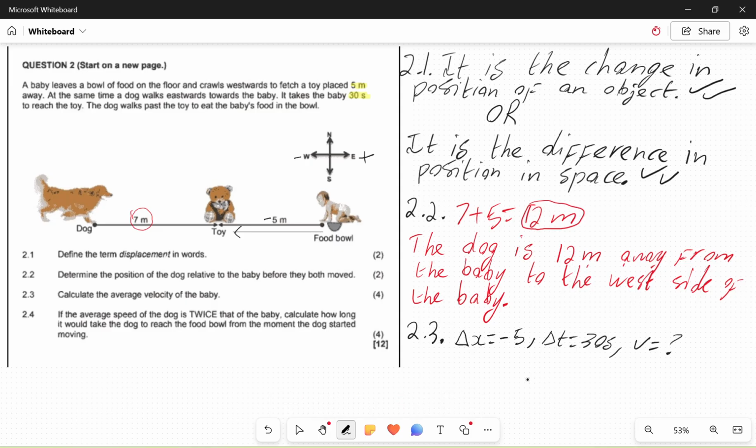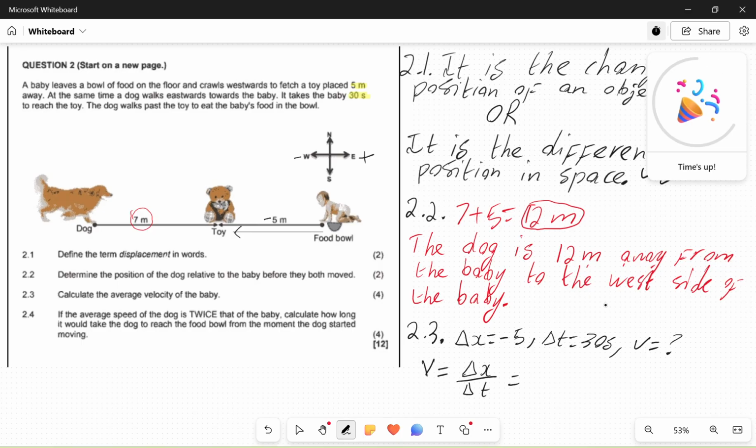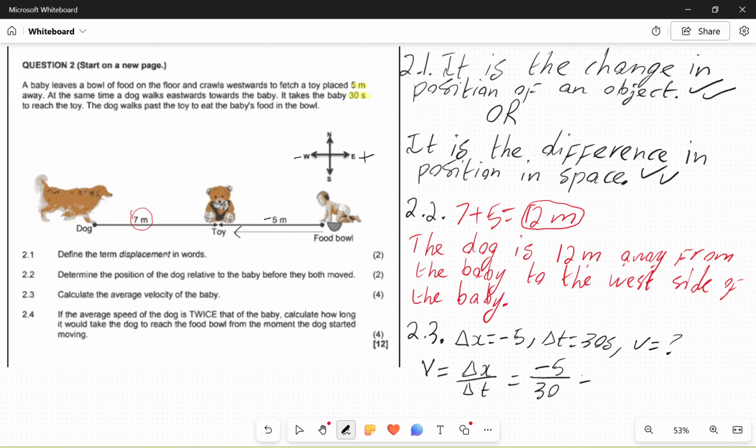After listing this information, what are we going to do? We are going to put down our formula. So our formula to find average velocity is v is equal to change in x divided by change in t. Then from here we are going to substitute. Okay, how are we going to substitute? What are we going to substitute? The answer is simple. Our change in x, which is our displacement, and that's negative 5, divided by our time, which is 30 seconds. Put it down there. Then let the calculator do the rest of the work.